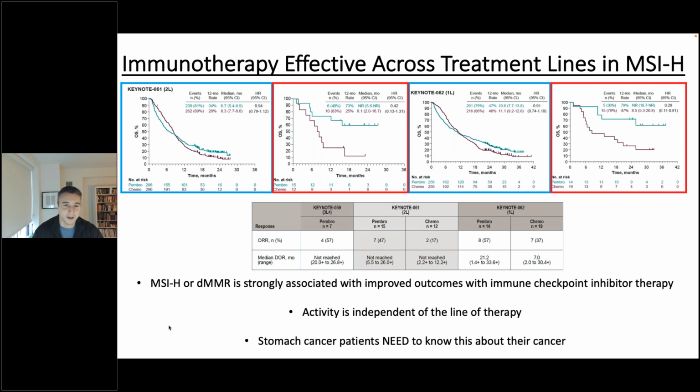Now you see the green curve is way higher, and the proportion of people alive at 12 months is now 73% compared to 25%. So it's a massive difference if you have an MSI-H tumor, and that's true whether it's Keynote-61, which was a second-line trial, or Keynote-62, or pretty much any data set that you look at. The MSI-H patients do much better with immunotherapy. So stomach cancer patients really need to know, have they had MSI-H or MMR testing, and what is the result?